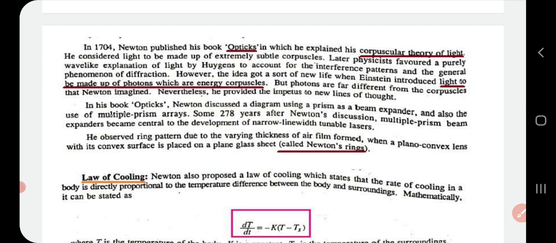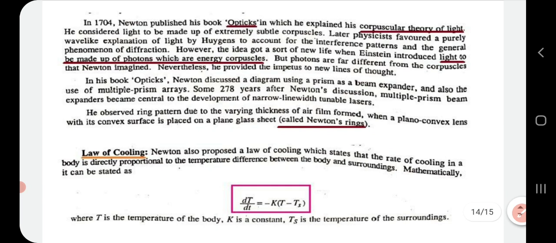Then in that book he has mentioned the prism as a beam expander, and he has talked about multiple prism arrays and all. He has explained various phenomena related to light in his book named Optics.